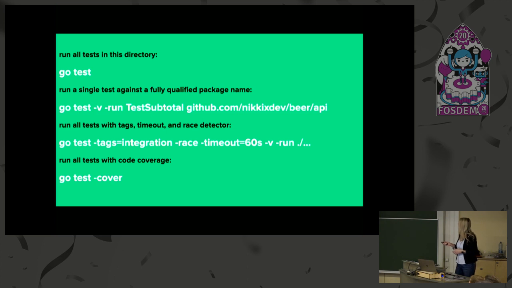I think I skipped over dash v, which is just going to verbosely print any additional output from your Go testing tool. You can enable race detectors with dash race, and timeouts for tests that might depend on blocking calls. So if you're calling something with dash race, you're probably going to want a timeout as well. You can also get a snapshot of code coverage with dash cover.